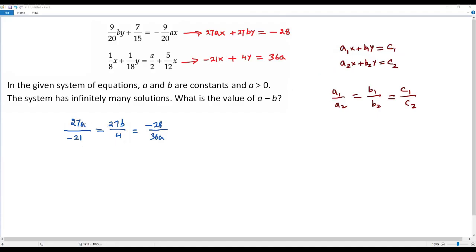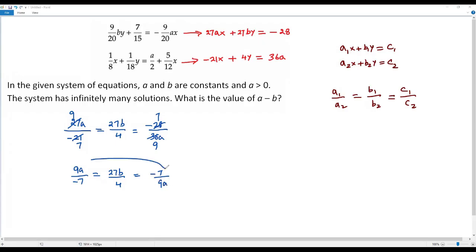Okay, now let's do some simplification in the first ratio and third ratio here. For 27 and 21, the greatest common divisor is 3. That is 3 goes into 27 9 times and 3 goes into 21 7 times. Here the greatest common divisor for 28 and 36 is 4. 4 goes into 28 7 times and 4 goes into 36 9 times. We get 9a over negative 7. And here we have to write this one as it is. There is 27b over 4 equals negative 7 over, we have 9a in the denominator.